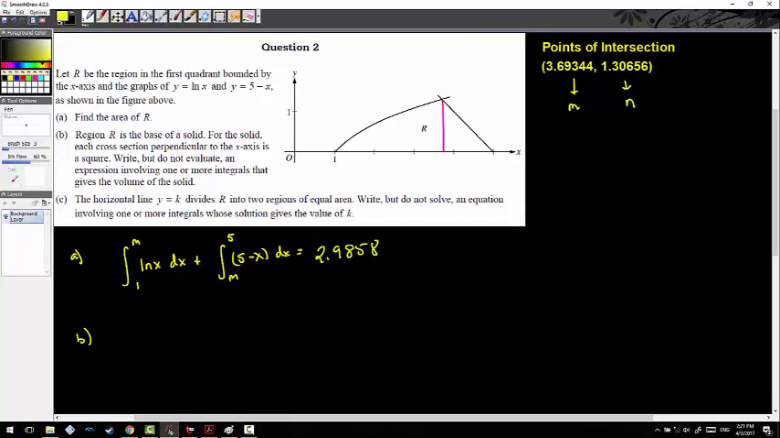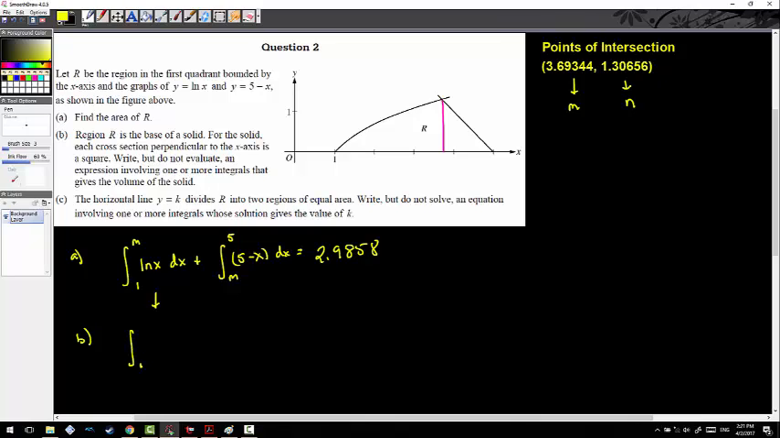Part B. Region R is the base of a solid. For the solid, each cross-section perpendicular to the x-axis is a square. Write but do not evaluate an expression involving one or more integrals that gives the volume of the solid. Now, one of the advantages of doing Part A the way we did it is Part A is literally Part B. We just got to finagle it just a little bit more, with a little more finessing involved.